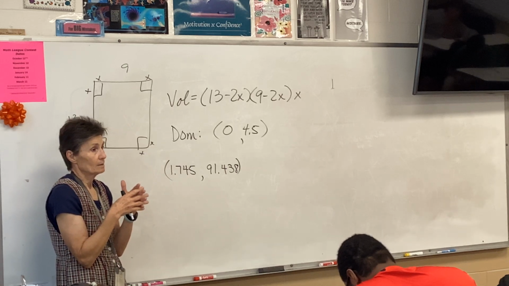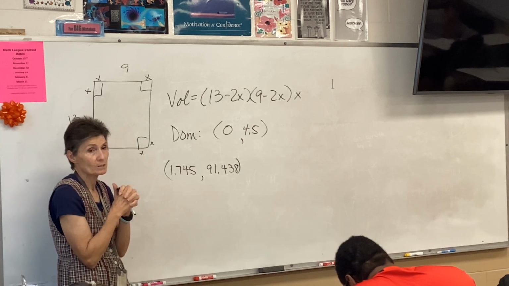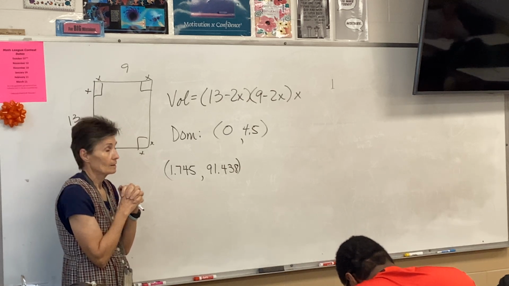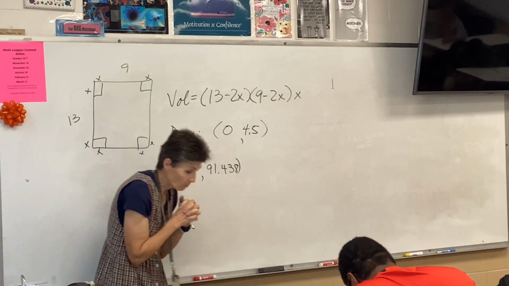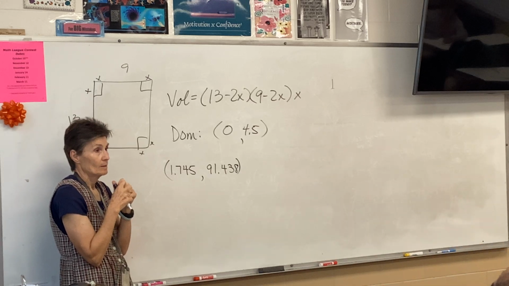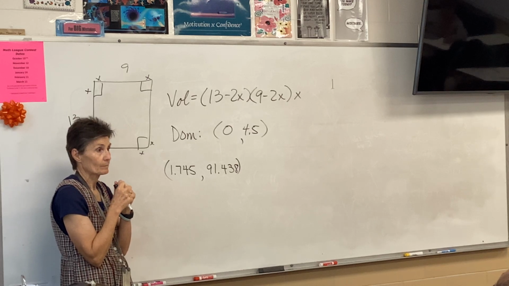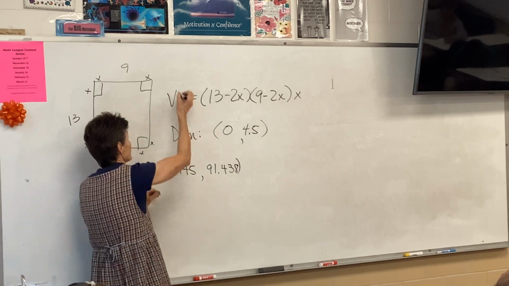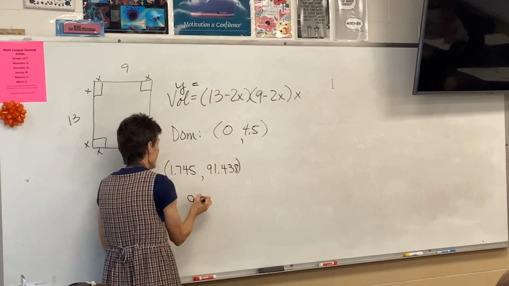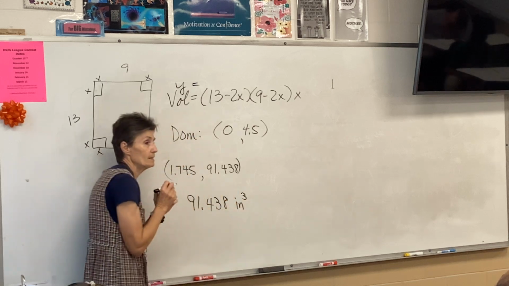Then you have to decide which of those numbers you're going to actually put in the answer blank. Which of those numbers do I want? My job was to find the maximum volume. So which of those do I want? I want Y, because when I set up my equation, that's what Y equaled, the volume. So 91.438 cubic inches.